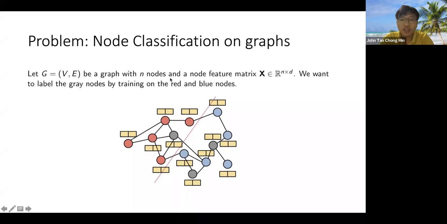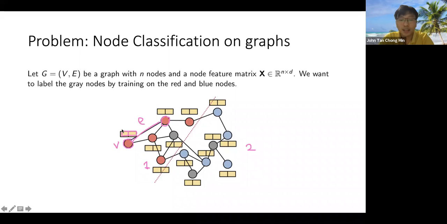So for node classification, basically we have different nodes, and these nodes can have different edges. Normally for graphs, we call it V and E, V for vertices, E for edges. Then based on a certain set of features, this box over here, we want to classify what the node is. In this case there are two classes, like red is class 1 and blue maybe is class 2.